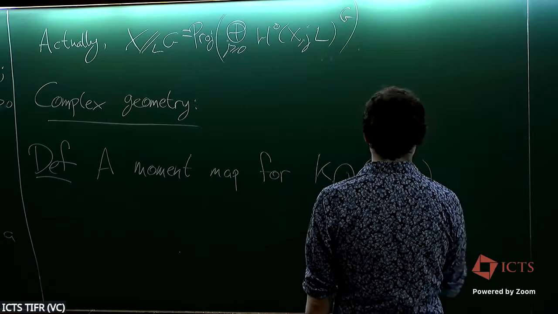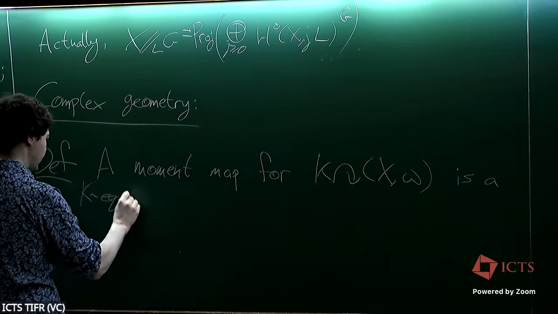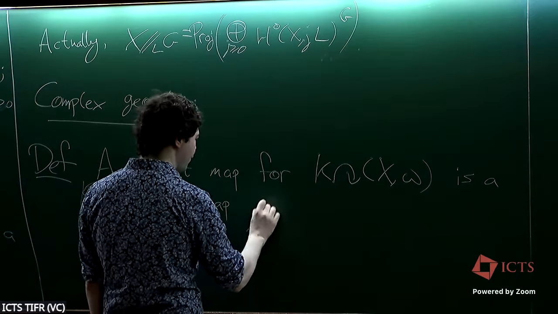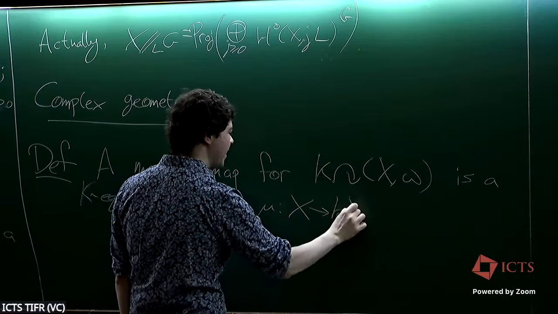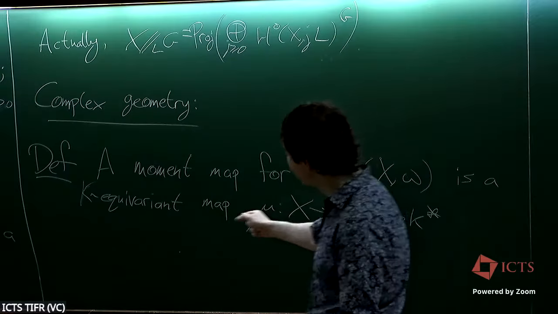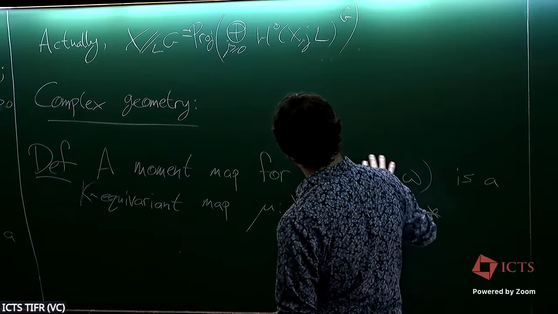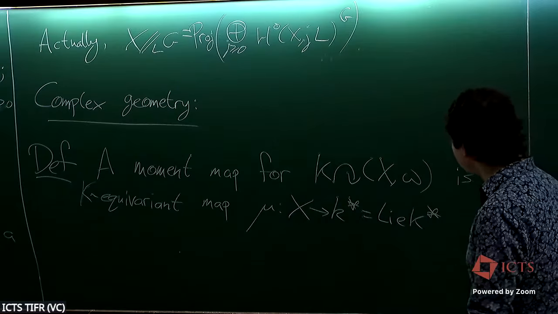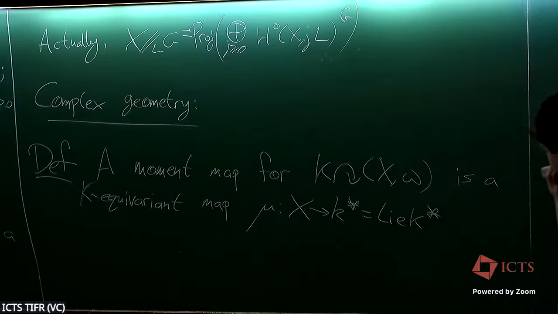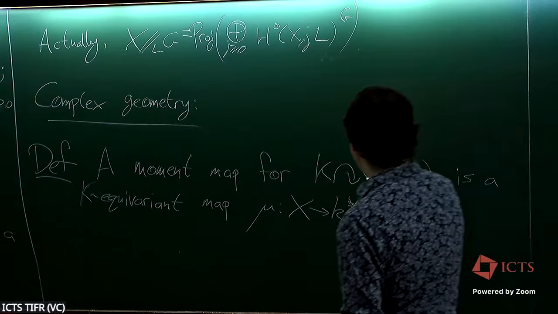So a moment map for this is a K-equivariant smooth map mu from X to k dual, the dual of the Lie algebra. Okay, so I have to tell you, first of all, what K-equivariance means. It means we have, by hypothesis, a K action on X. And in particular, K, the Lie group, acts on its Lie algebra just by the adjoint action, and so it acts on the dual of the Lie algebra by the coadjoint action. Okay, so K-equivariance makes sense.